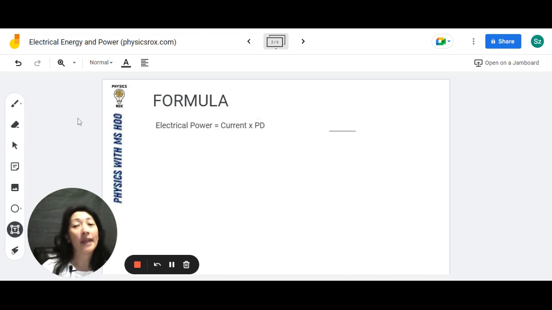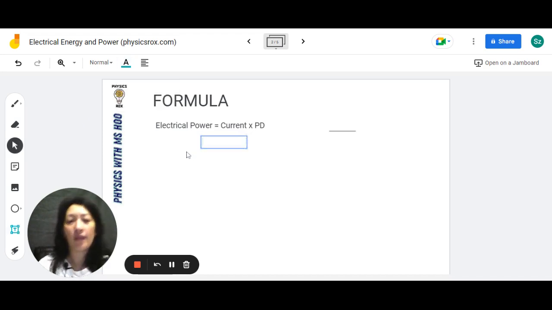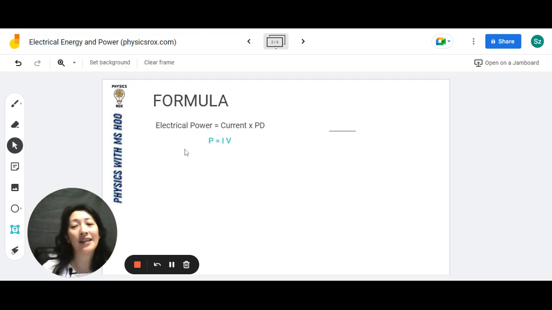If we were to write this in the form of symbols, I'll use blue just to set this apart. If P is power, I is current, and PD is written as V, you get P equals IV. I like to call this the poison ivy formula because it's a cute way to easily remember this formula. So power equals current times potential difference, that's just P equals IV.